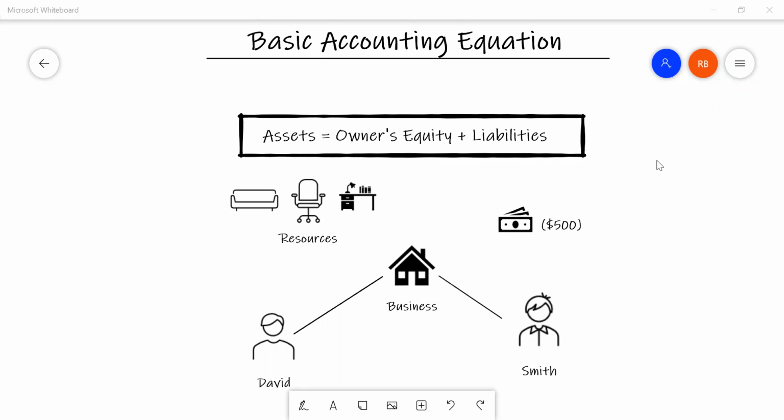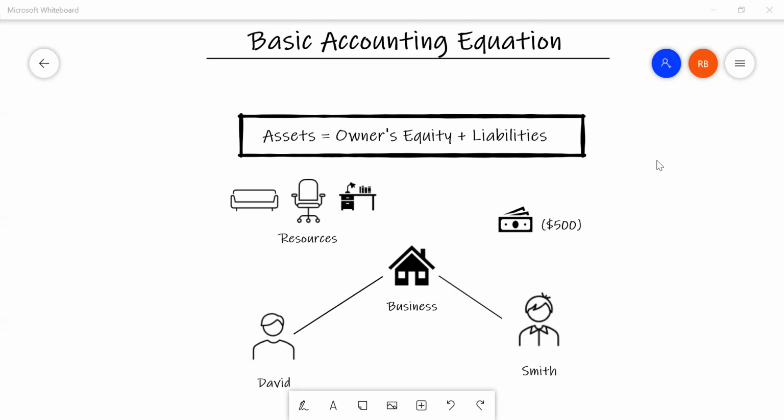Welcome all of you. Today we are going to discuss the basic accounting equation. In this chapter, we are going to discuss in detail what assets, owner's equity, and liabilities are. So let us start from the definition of the accounting equation. What is an accounting equation? The accounting equation is a mathematical operation which we use to calculate the assets, owner's equity, and liabilities.